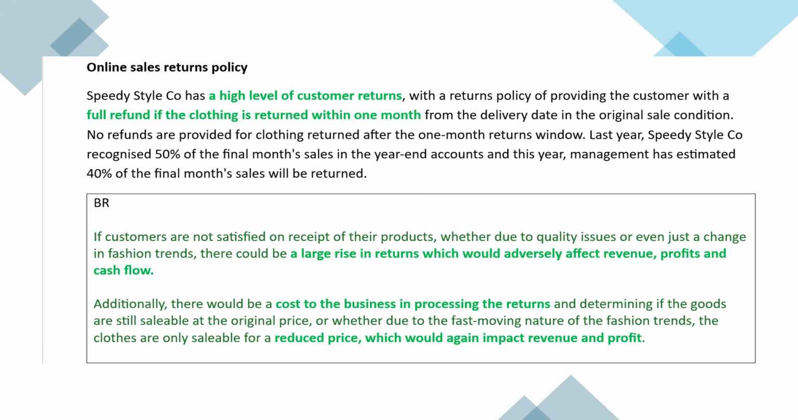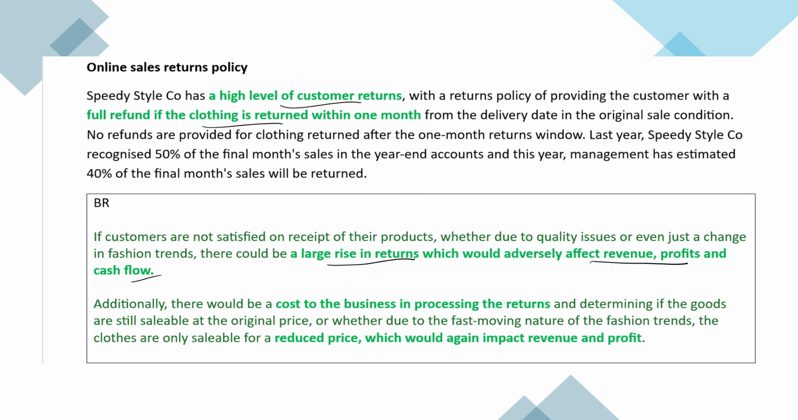Now, the company has a high level of customer returns, and they give a full refund if the clothing is returned within 1 month. Based on this, I can actually think about a number of business risks. I'm concerned that a large number of returns would have a negative impact on revenue, profits, and cash flow. This is my initial implication. I can evaluate this further by talking about the cost to the business in processing the returns.